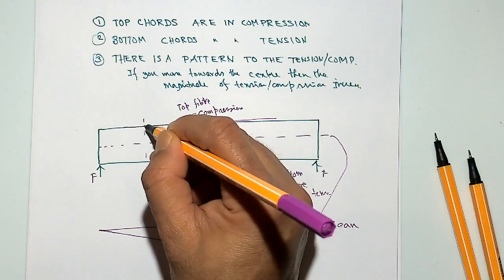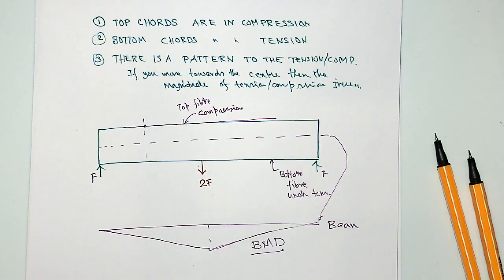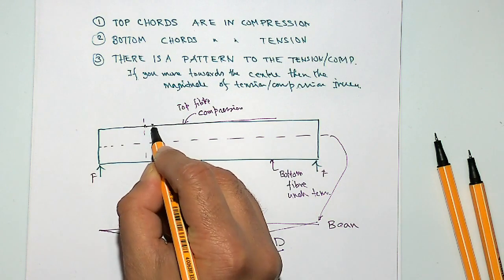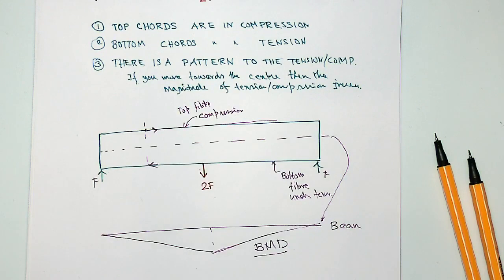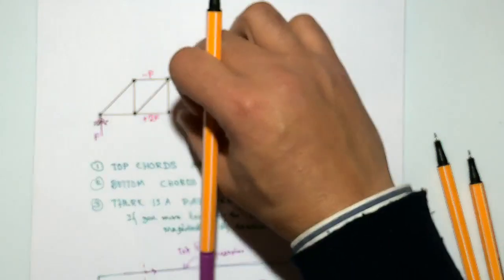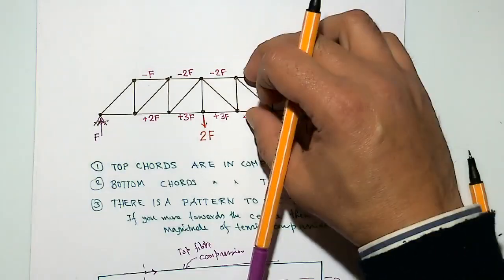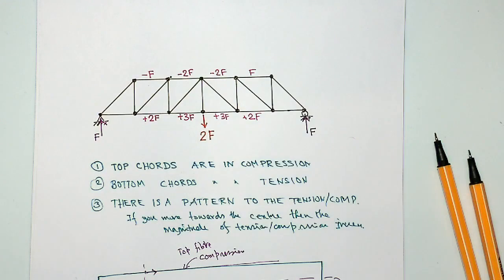That means at this point you have got a compression, and at this point you have got a tension. That creates that moment. And as you can see here, that moment will increase as you go towards the center. Okay, I will discuss it next week in much more detail.